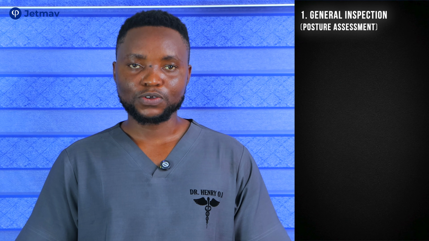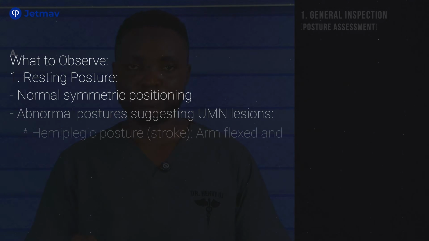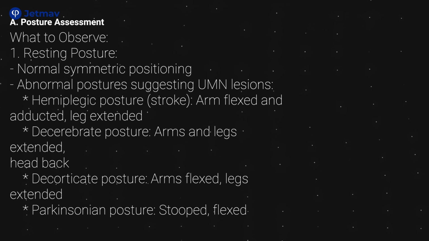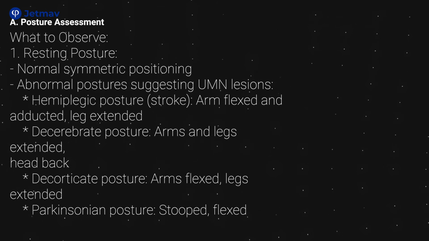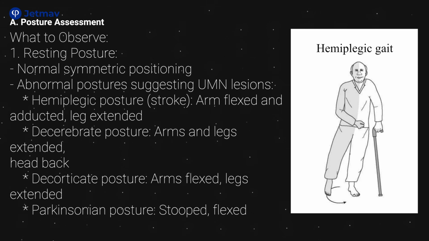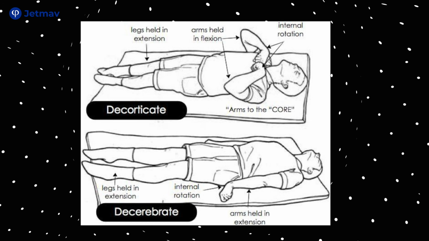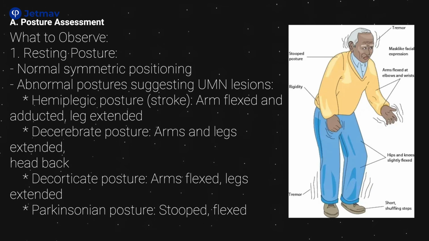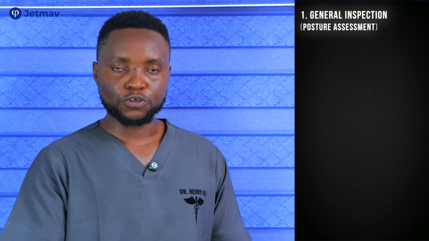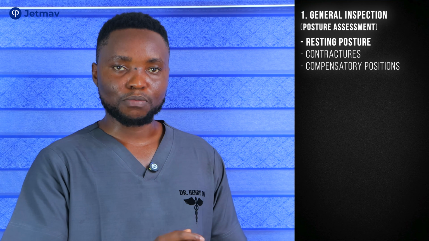During motor system examination, under inspection, the first thing we're going to look out for is posture assessment, where we're going to observe the patient's resting posture, whether the patient has a normal symmetric posturing or whether the patient has some abnormal postures suggesting upper motor neuron lesions, such as hemiplegic posture in stroke, where the arms will be flexed and adducted and the leg will be extended, or decerebrate posturing or decorticate posturing when there is neurological injuries, or Parkinsonian posture, where the patient will be stooped or flexed. So, like I said, under inspection, we're going to observe the patient's resting posture, whether it is normal or abnormal.